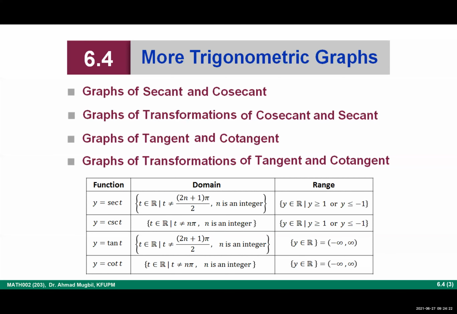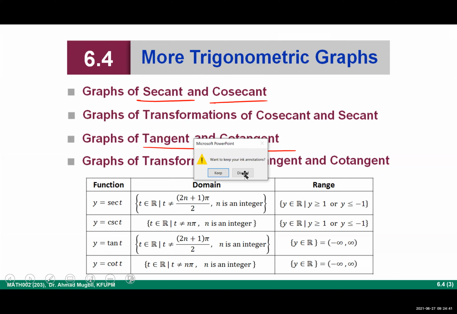So today we will continue 6.4, guys. As you remember, in the previous class we have seen how to sketch the graphs of secant and cosecant. Today, inshallah, we will see how to sketch the graph of tangent and cotangent. Let's go over what we have done quickly.